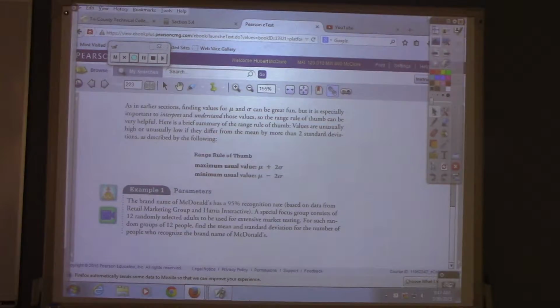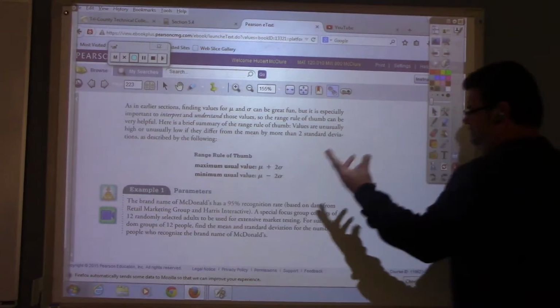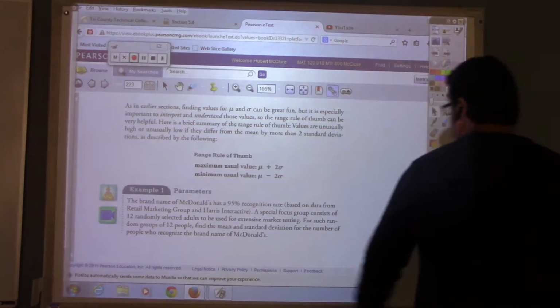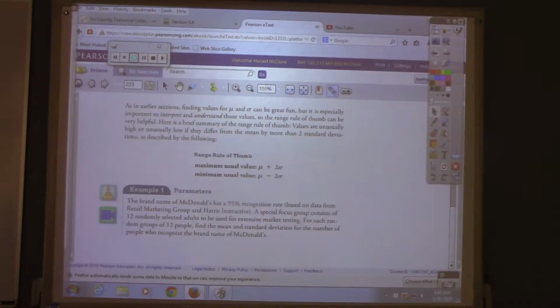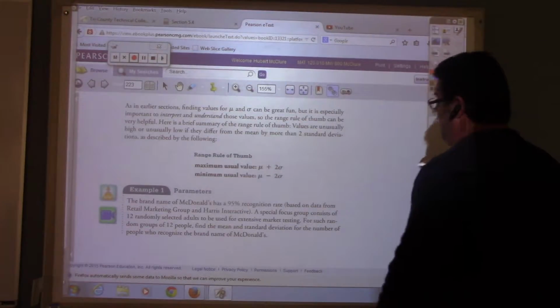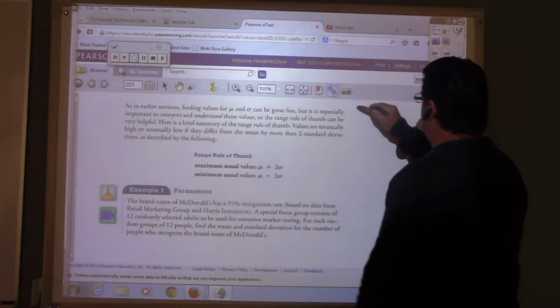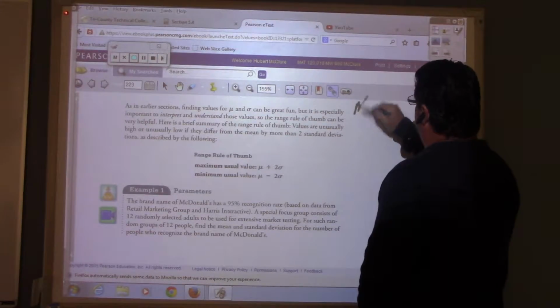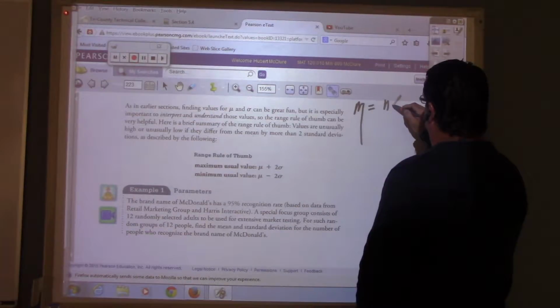So what they're doing is they found out through history or through last year's study or whatever that 95% of those that were studied recognized McDonald's logo or whatever. And they want to know what is the mean and standard deviation of 12 people recognizing McDonald's. So you take the handy dandy formula and you say the mean is equal to N times P.